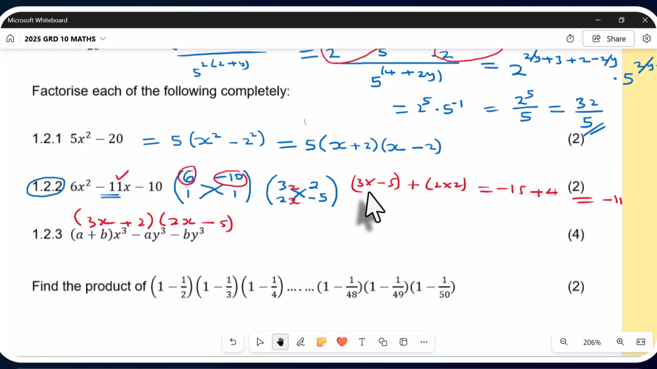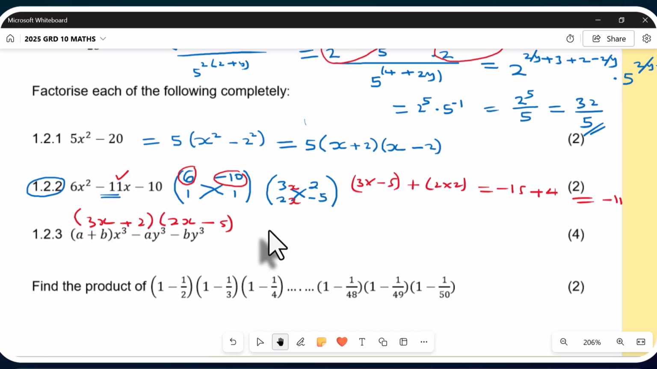So what we do here, we multiply this 6 times the negative 10. What do you get? You get negative 60. Good. So from there, you look for 2 numbers from negative 60. When you add them, you get negative 11, and when you multiply them, you get negative 60.